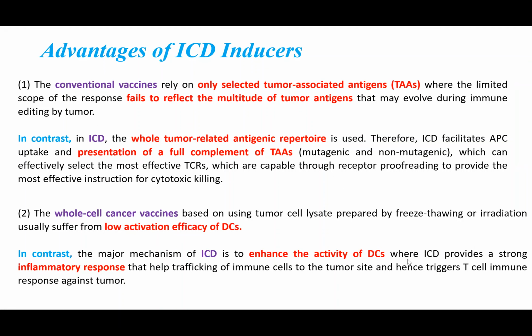In contrast, in our immunogenic cell death, the major mechanism is to enhance the activity of dendritic cells, and this can be achieved through the inflammatory response mediated by release of DAMPs and ended with the priming of T cells and generation of a T cell anti-tumor immune response.